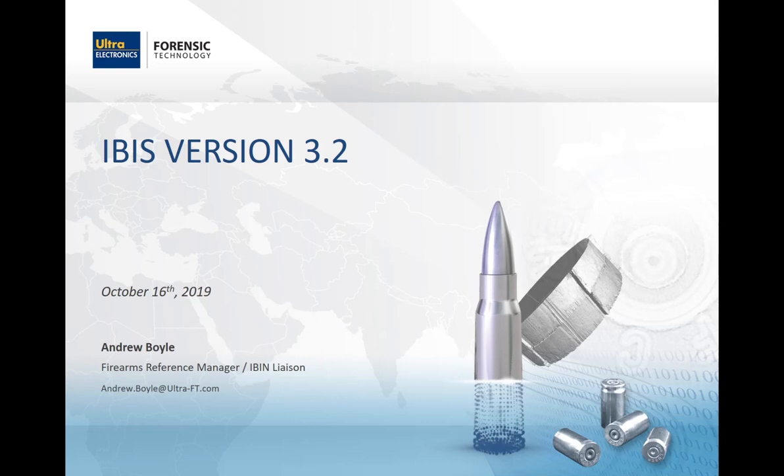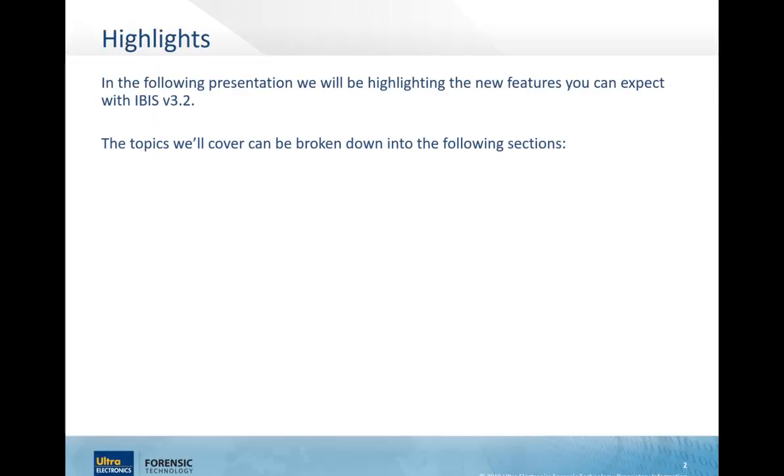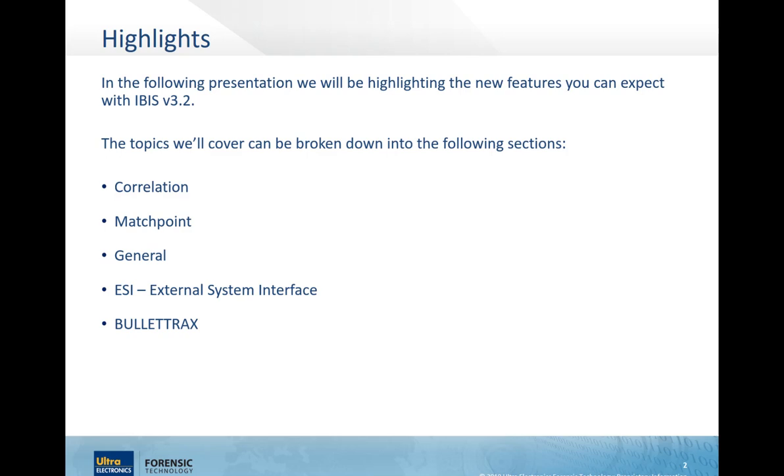Today my presentation is going to be about IBIS version 3.2, and specifically we're going to go through some highlights of what you can expect with this new version. So the topics we'll be covering are the correlation changes, changes to Matchpoint, general changes across the system, External System Interface or ESI, and the new BULLETTRAX.